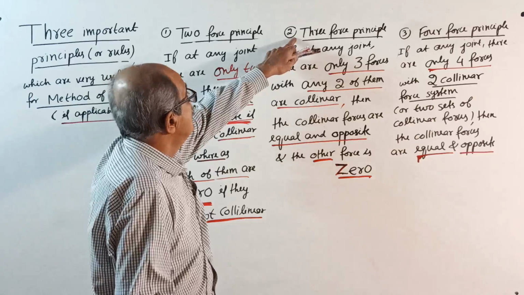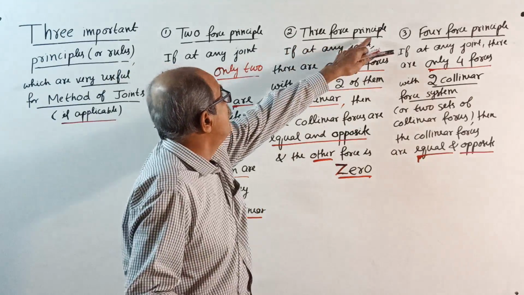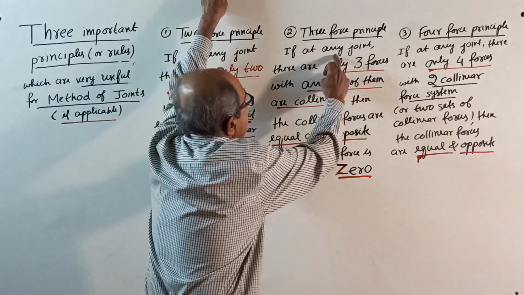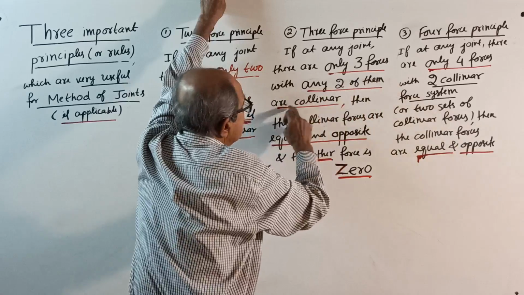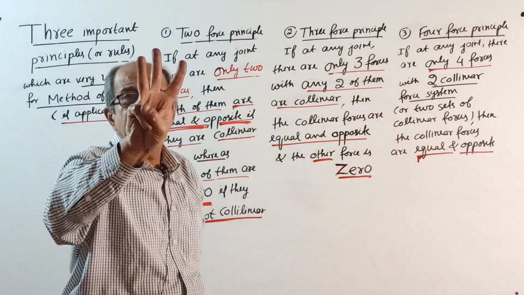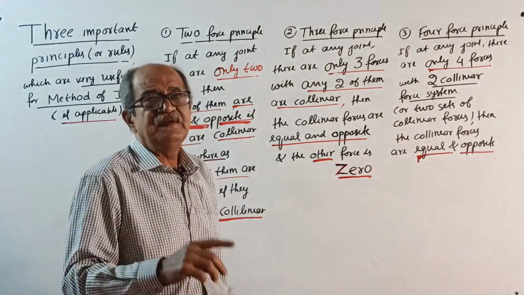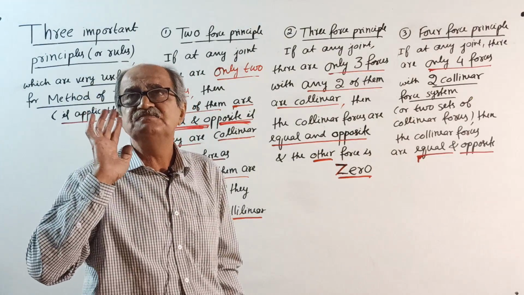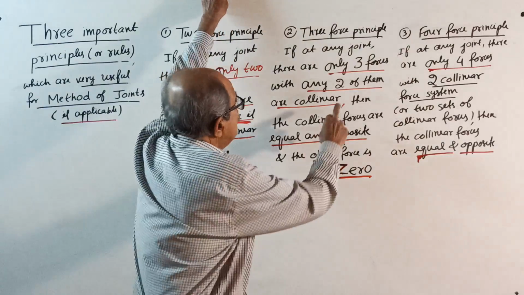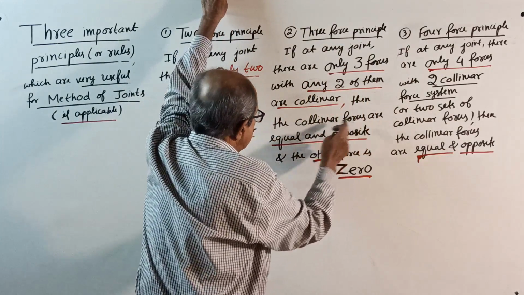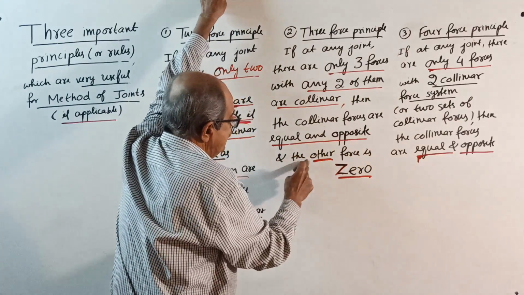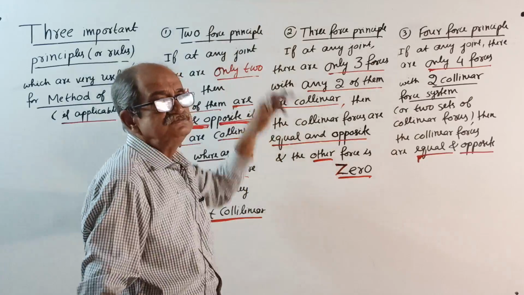Next, the second one, 3-force principle. If at any joint there are only 3 forces, and among the 3, any 2 of them are collinear, then the collinear forces are equal and opposite, and the other force is 0.